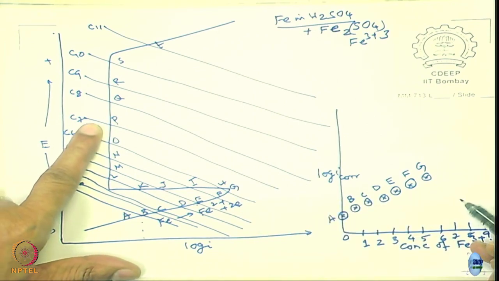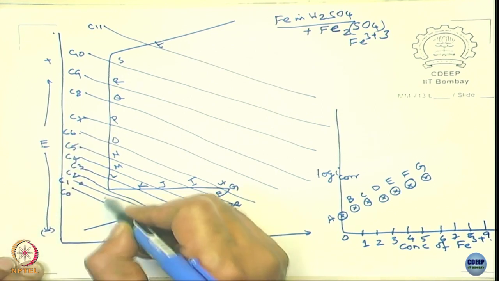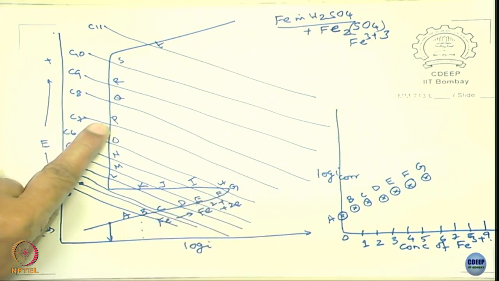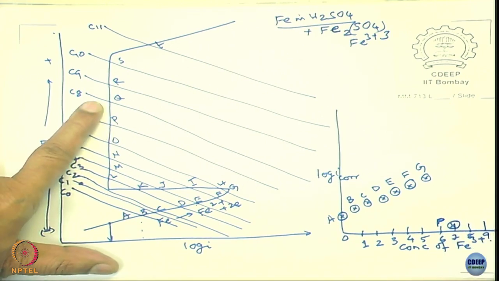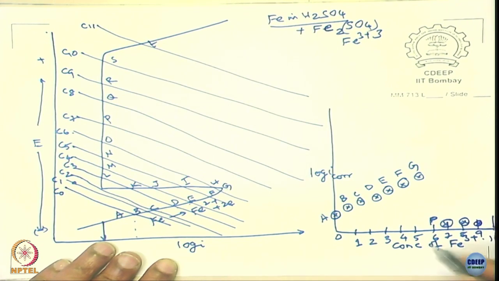C7, what happens? When I add C7, what happens now? It decreases to this value, okay, it's C7. So, the corrosion rate becomes lower than this, it comes very close to this. What is this called? P. C8 remains the same. C9 remains the same. C10 remains the same.